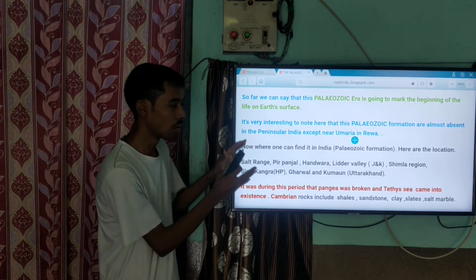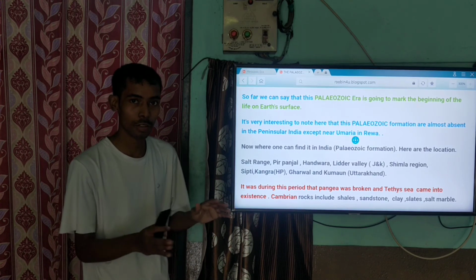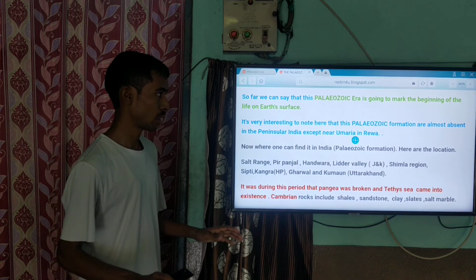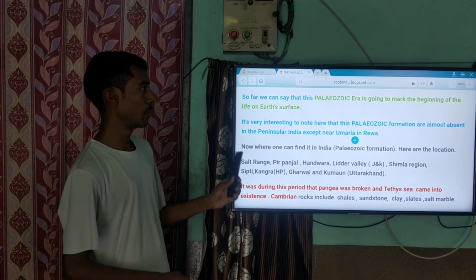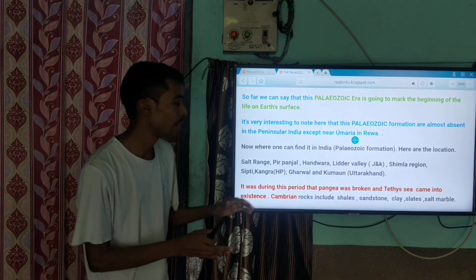And all these fossils you will see in the Tertiary period. There you will find the modern form. I will do it there. So you should know that the beginning of life on the Earth's surface came under this period, that is the Palaeozoic era.